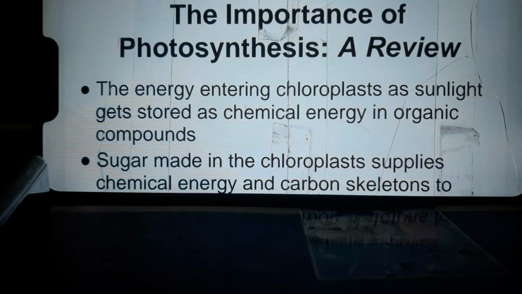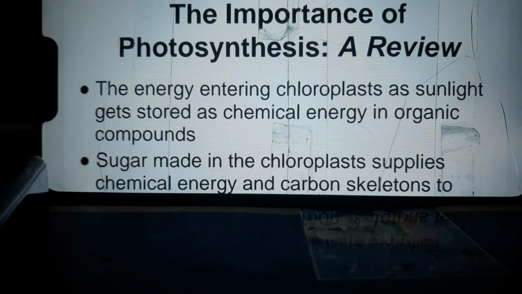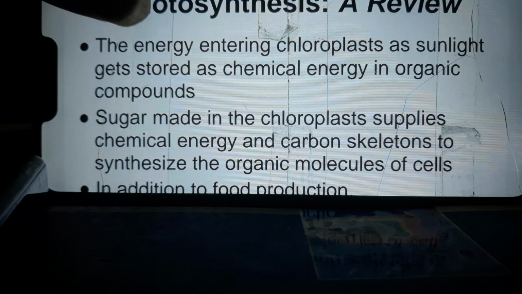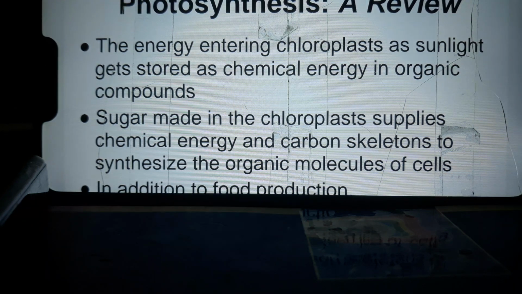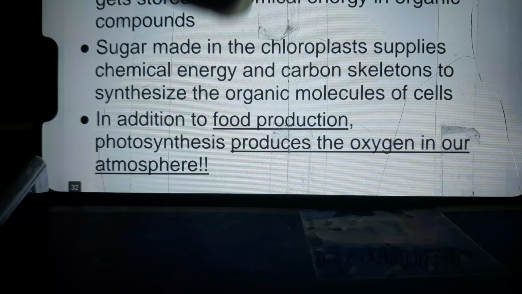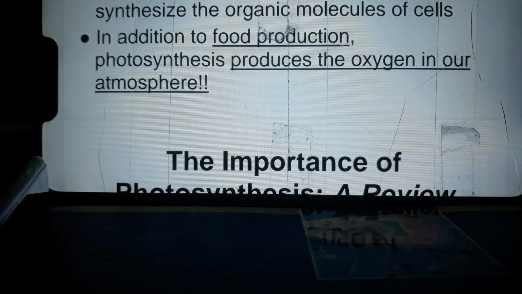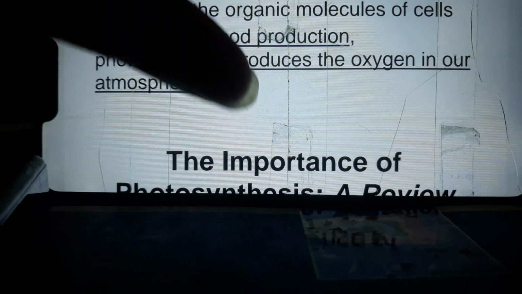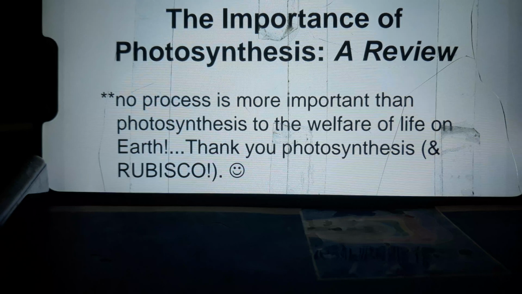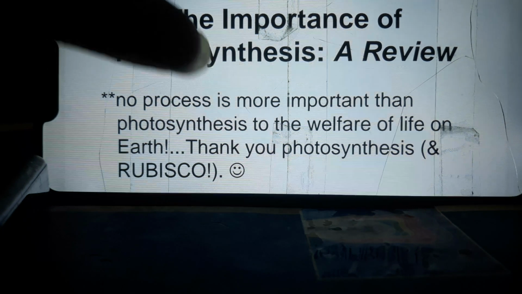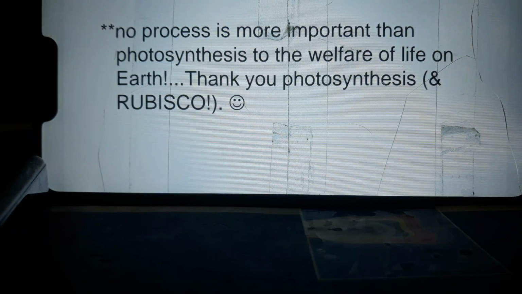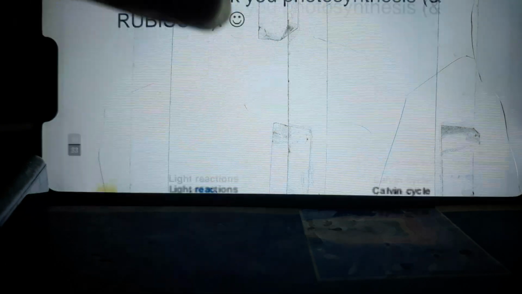The importance of photosynthesis, a review. The energy entering chloroplasts as sunlight gets stored as chemical energy in organic compounds. Sugar made in the chloroplasts supplies chemical energy and carbon skeletons to synthesize the organic molecules of cells. In addition to food production, photosynthesis produces the oxygen in our atmosphere. No process is more important than photosynthesis to the welfare of life on Earth. Thank you, photosynthesis and Rubisco.